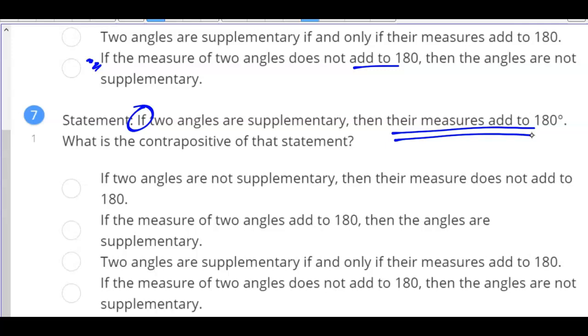So if the measures do not add up to, no, this is close, but it's not there. Oh, there we go. Do not add up to 180, then the angles are not supplementary. Yes, this is our baby right there.